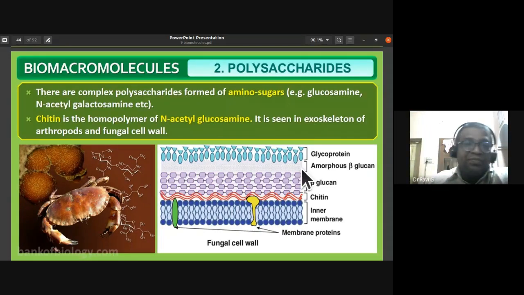Okay, so there are complex polysaccharides which are formed of amino sugars like glucosamine, N-acetyl galactosamine. Amino sugars, we call them so because they have amino groups along with sugars. So chitin is the homopolymer of N-acetyl glucosamine. It is seen in the exoskeleton of arthropods and the fungal cell wall.